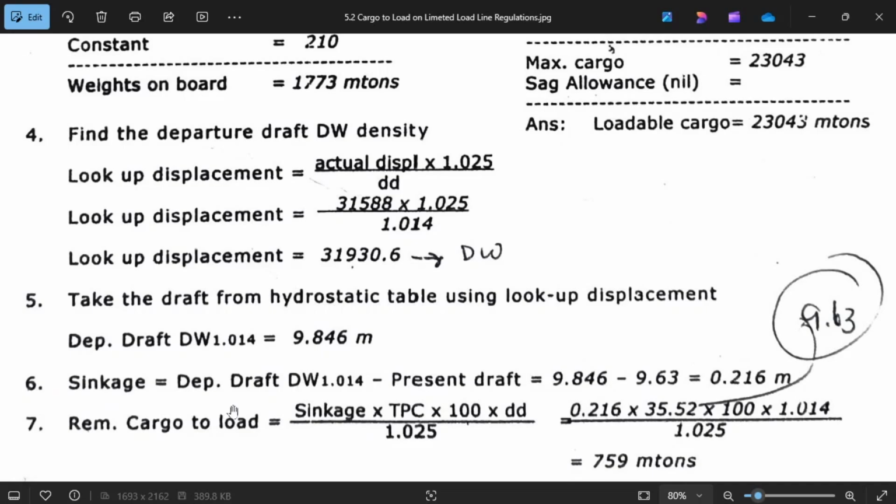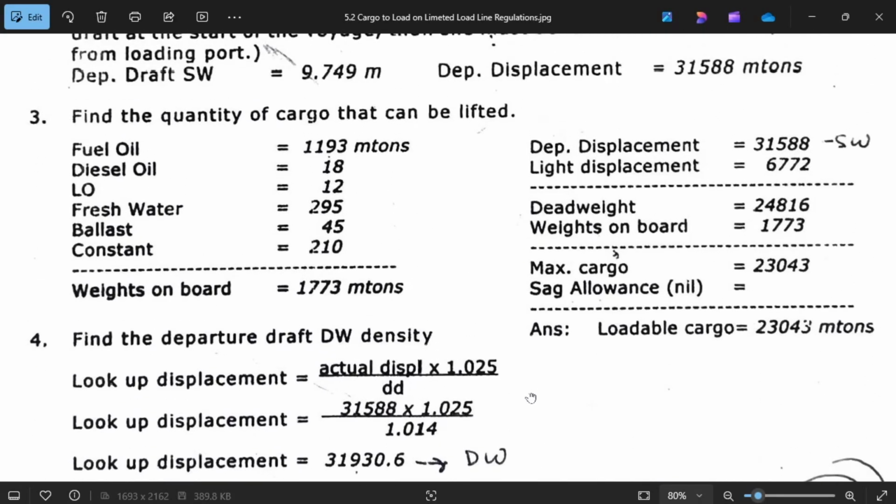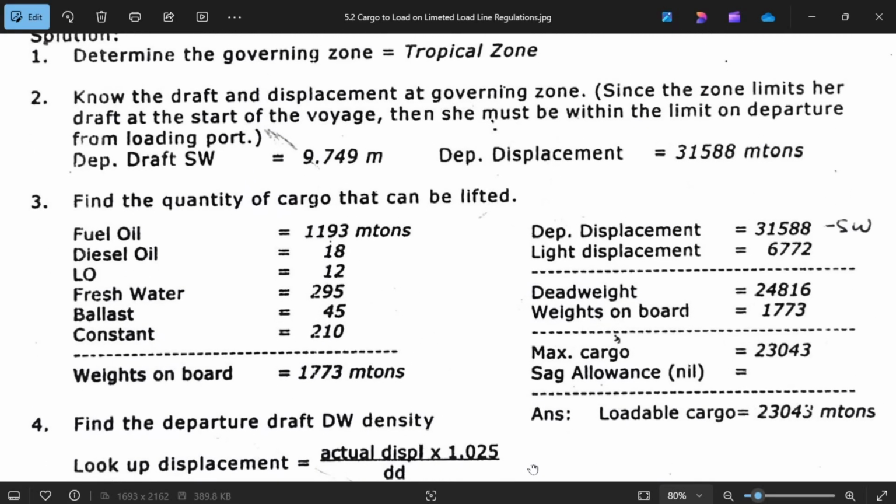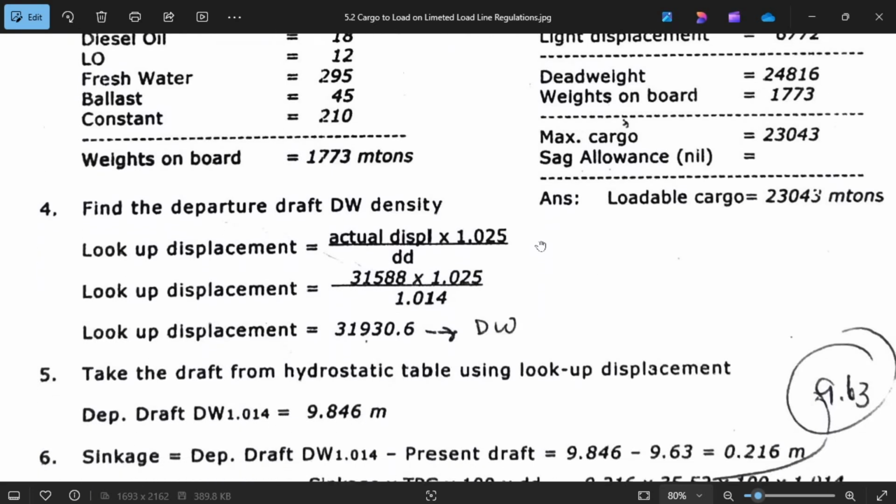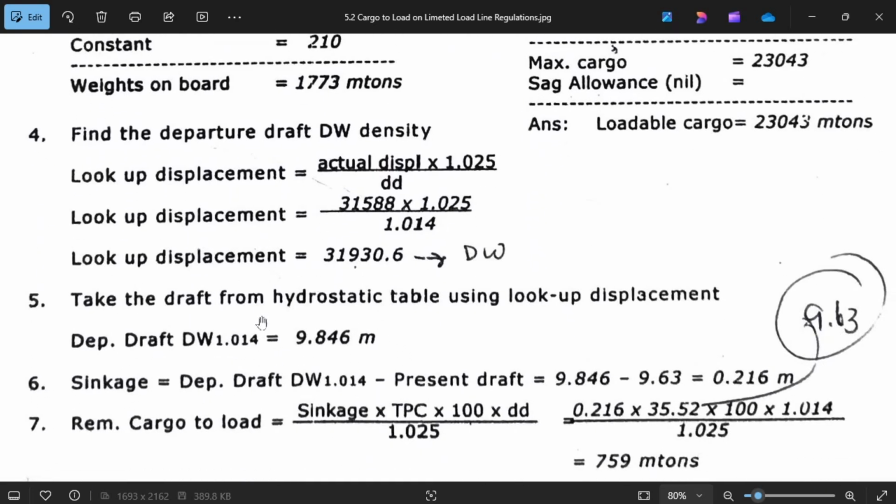Okay, that's number 6, the sinkage. The sinkage formula is departure draft in dock water minus your present draft of 9.63. Your departure draft is 9.846, which is this one, guys. This will be the departure draft in dock water when you are floating in 1.014.